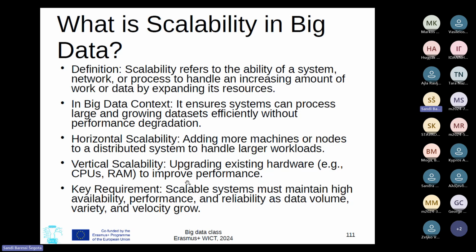To call the system scalable, it has to have high availability and performance as the data volume, variety, and velocity grow: how fast data is generated, how different the data is, and how much data there is. As it grows, it should keep the same performance, the same availability, shouldn't crash, and this should be as reliable as before.